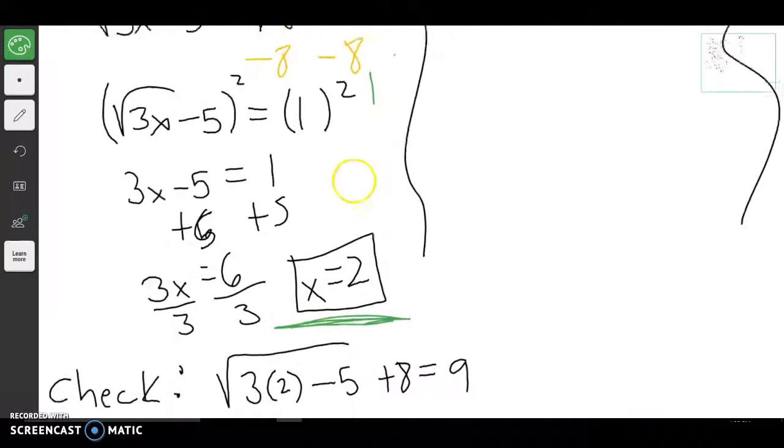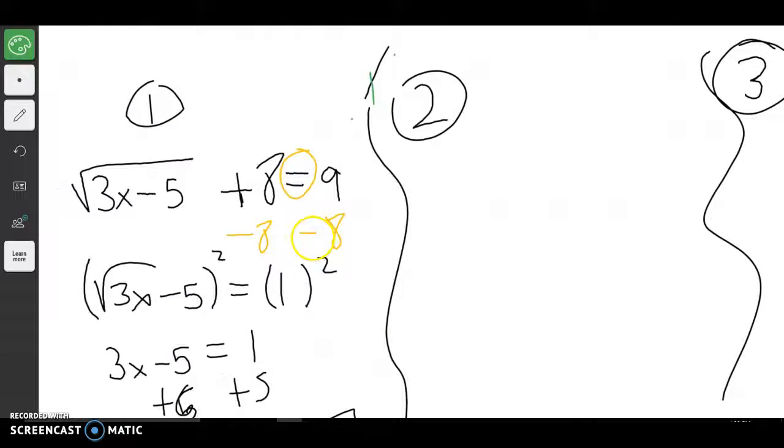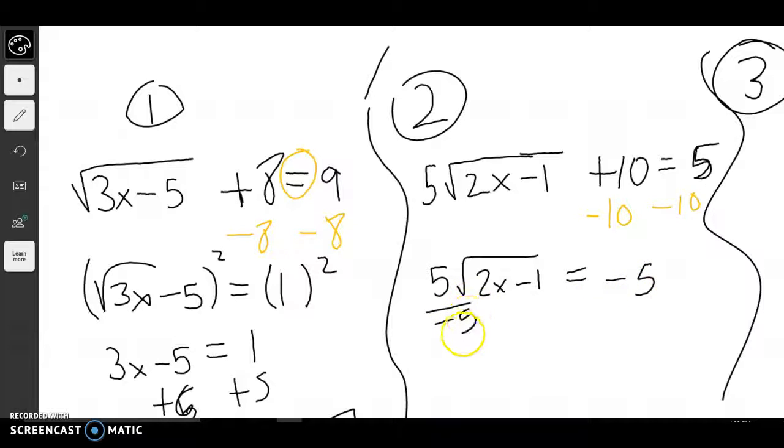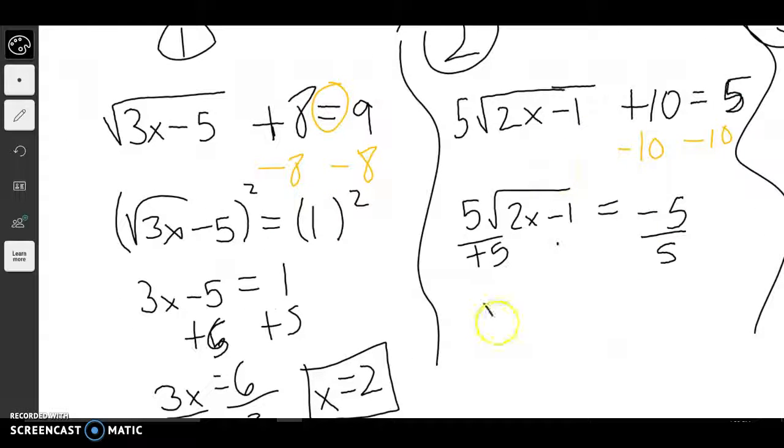Okay. Let's try a second problem. Okay, so for this second example, we're going to do the same kind of thing. We're going to try to get x by itself, so we're going to subtract 10 from both sides. We're going to get 5 radical 2x minus 1 is equal to negative 5. We're going to divide both sides by 5. And we're going to get that radical 2x minus 1 is equal to 1.